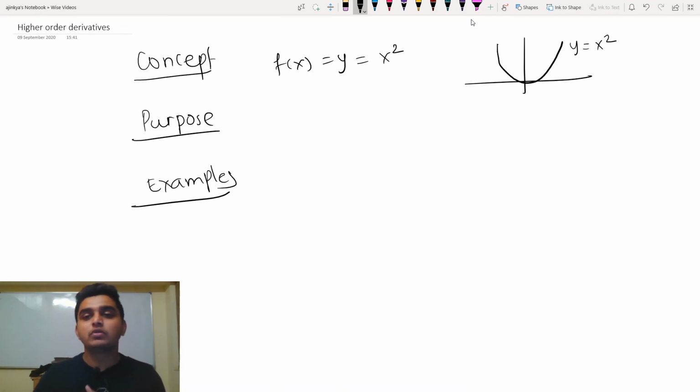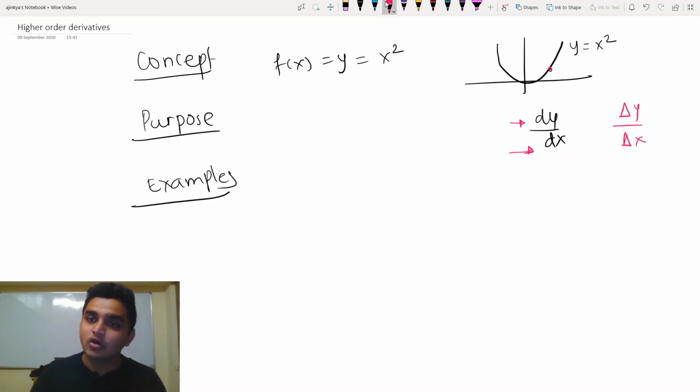We defined a point on it and said that if we want to know the slope, we need to get the derivative of it, or rather we need to check the change in y with respect to the change in x. So dy upon dx is nothing but the change in y upon the change in x. When you draw it on a graph, it gives you the slope of the particular function.